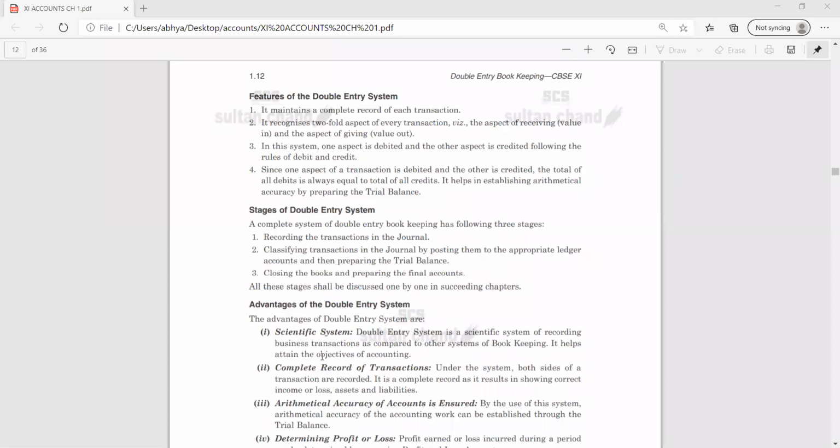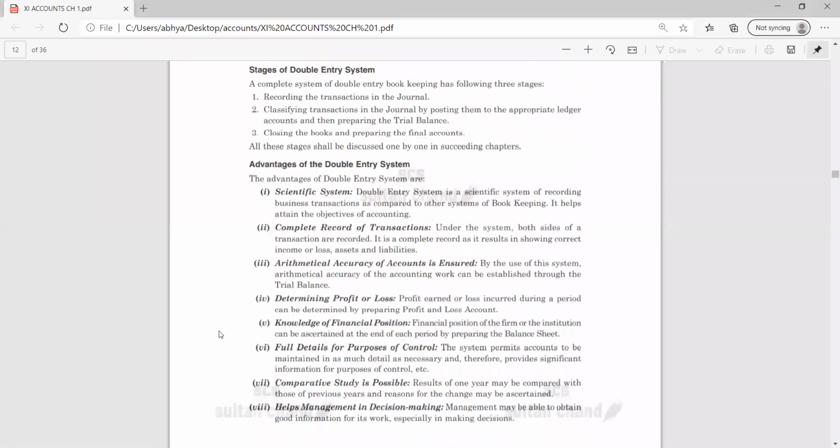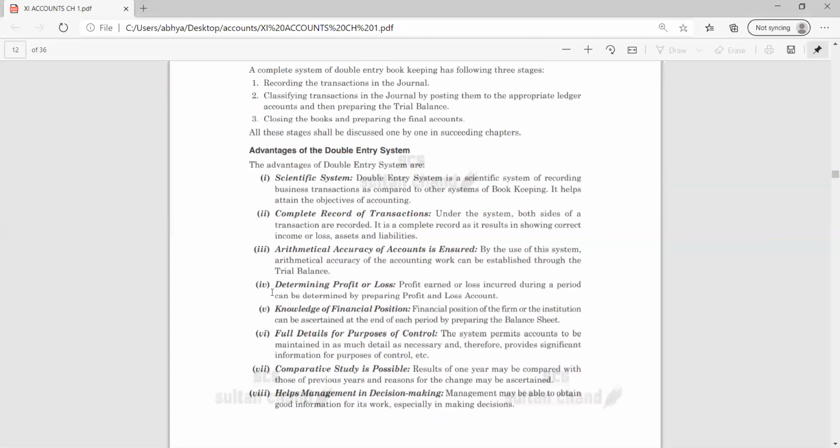Okay, so next is the advantages of double entry system. Mostly the advantages are the same as those we have done in the previous part of the chapter. Scientific system: why is it known as scientific? Because it is based on some principles of science, just like science is based on principles. So this double entry system is also based on some principles, which we are going to study in chapter 3.